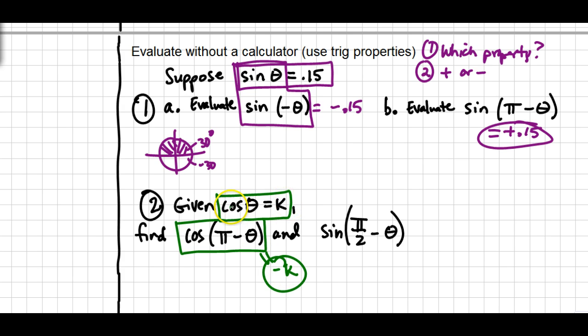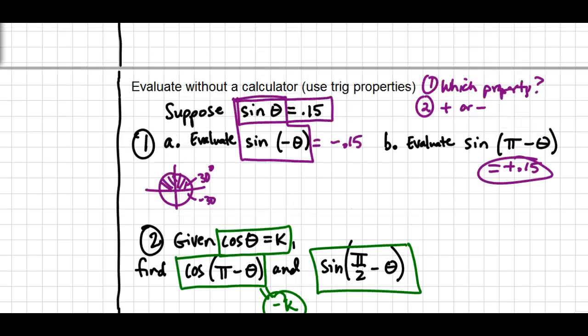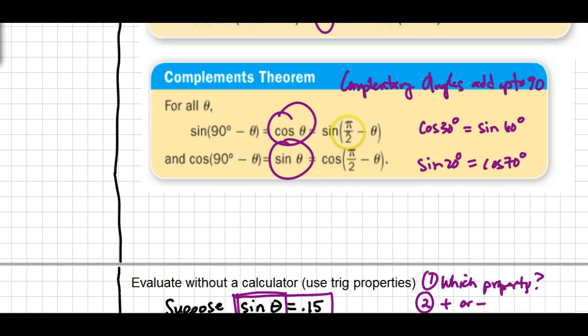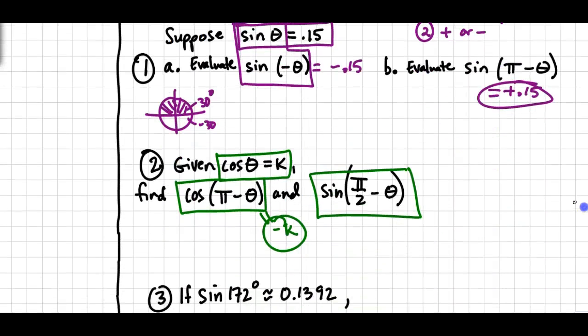Go back to the original here of cosine theta equals k. Let's compare that now to the sine of pi over 2 minus theta. The only property, remember, that combines cosine and sine within the same sentence is the complements theorem. It's also the only theorem that has a fraction in it with pi over 2. When you compare, those are going to be equal to each other. So if the cosine is equal to k, then the complement is also going to be equal to k. Or you could say positive k here.